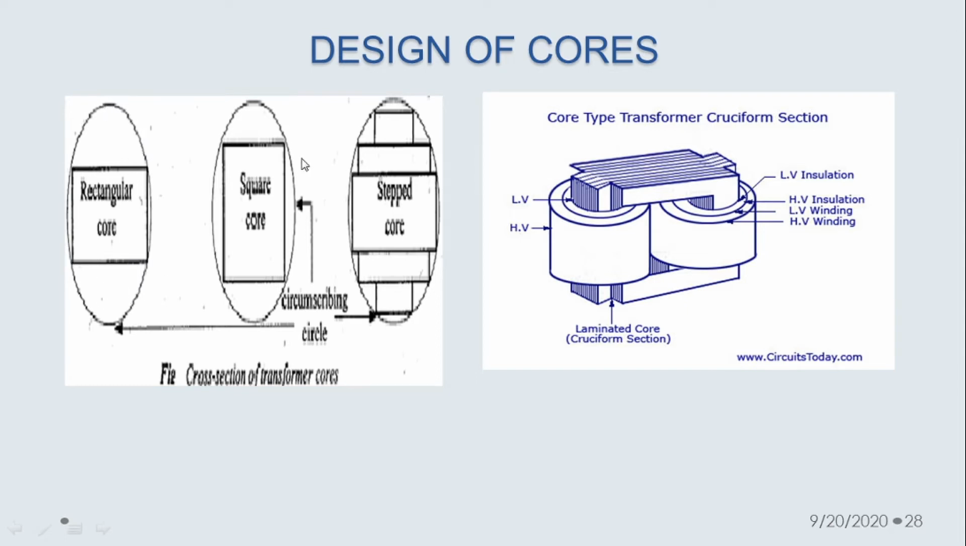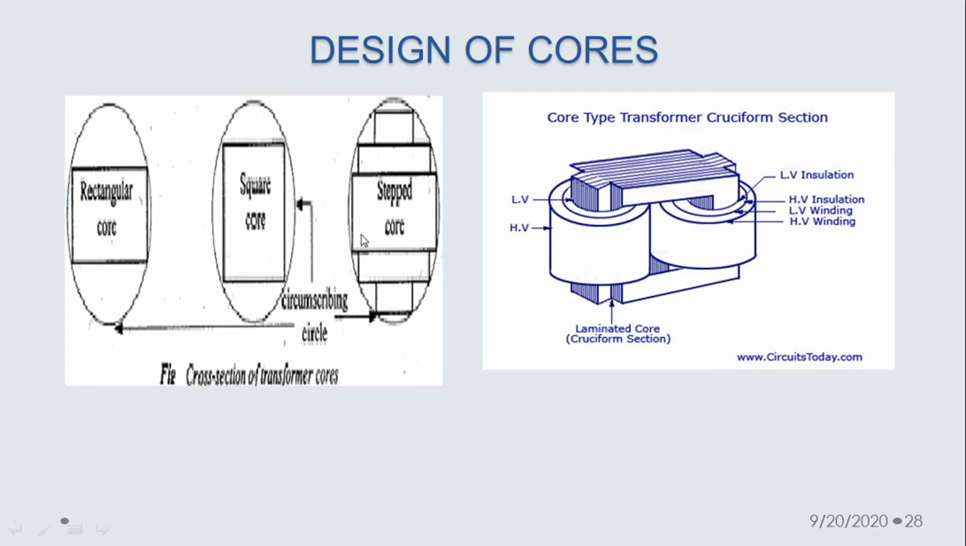If the core is square shape, again, if the windings are circular in shape, they will be wound at the edges of the square, correct? Here in the rectangular core also, the coils are wound along the edges of this rectangular core.